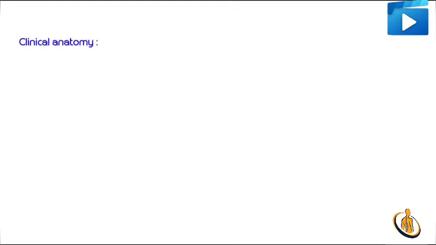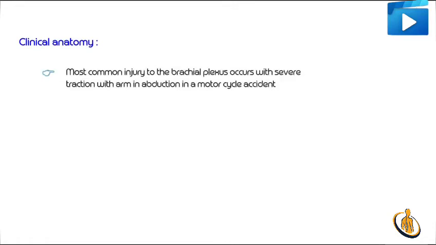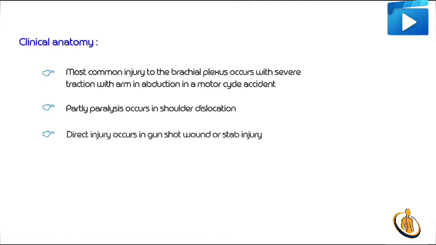Clinical anatomy of the brachial plexus. The most common injury to the brachial plexus occurs with a severe traction with the arm in abduction in a motorcycle accident. Partial paralysis occurs in shoulder dislocation, and direct injury is also a major cause of brachial plexus injury, and rarely gunshot or stab wounds may cause damage to the brachial plexus.